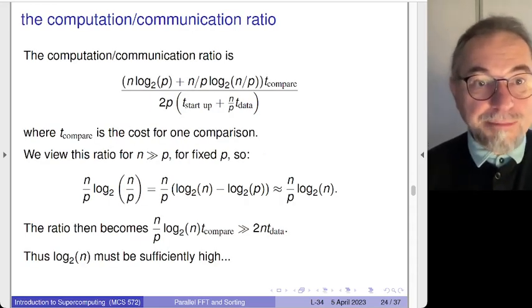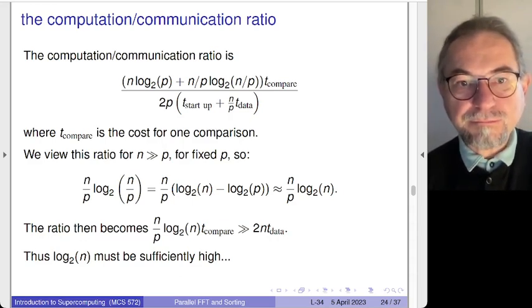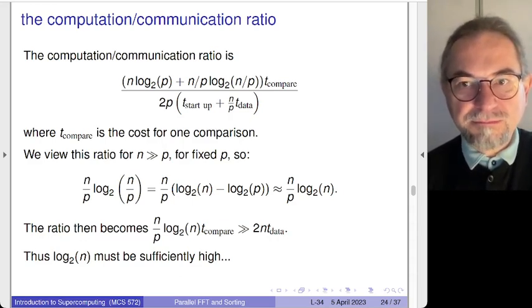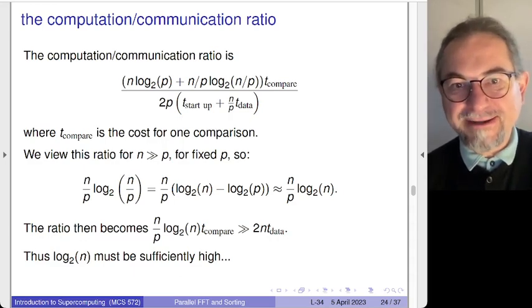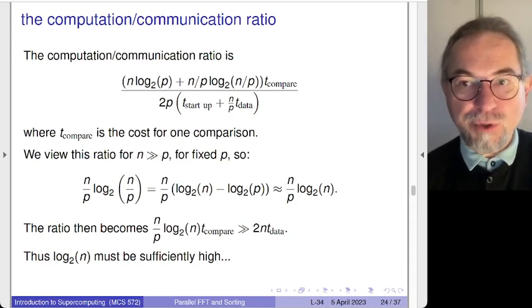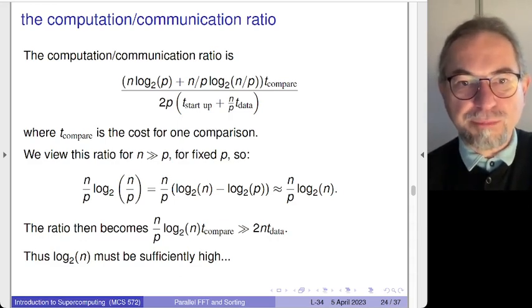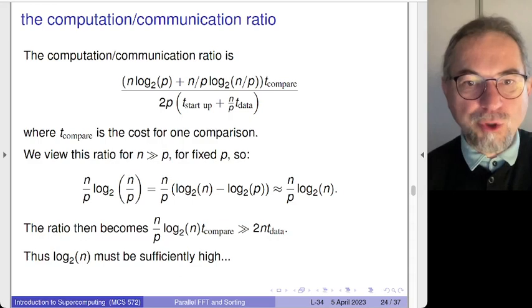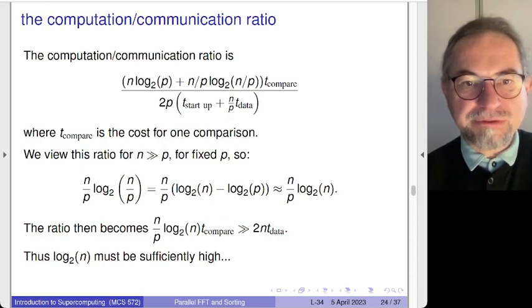Let's now interpret this. Let's try to simplify the ratio, keeping in mind that the size of the data has to be significantly larger than the number of processors. It doesn't make sense to sort 10 numbers by 4 processors, for example. We're thinking about millions and billions for n and a relatively modest number of processors.